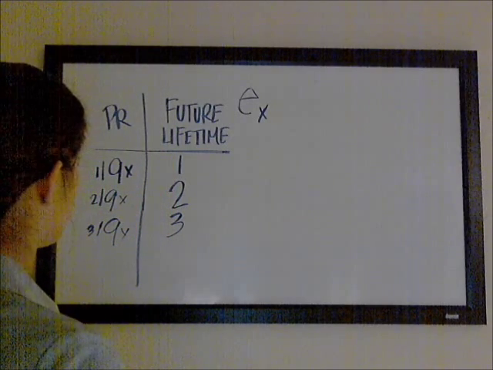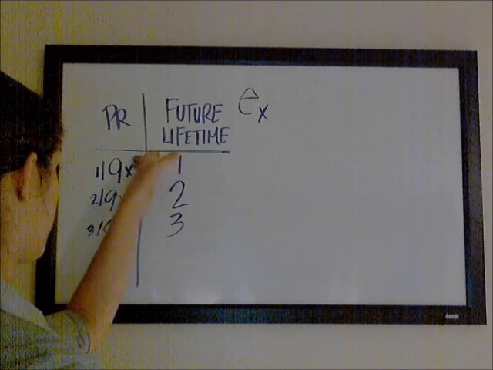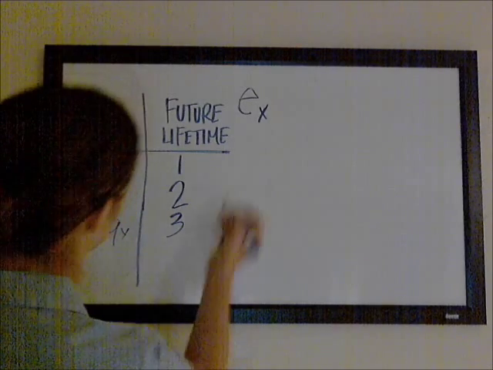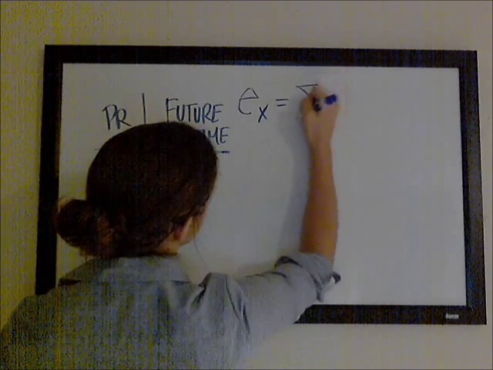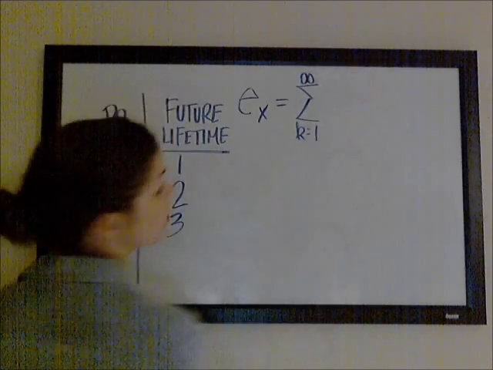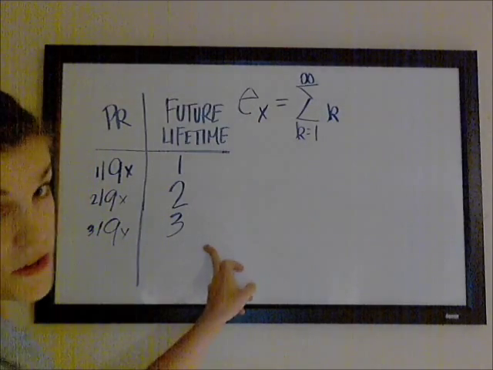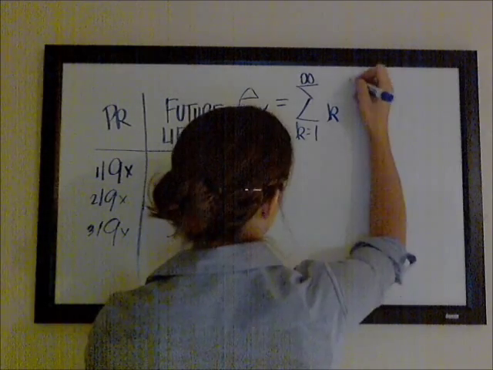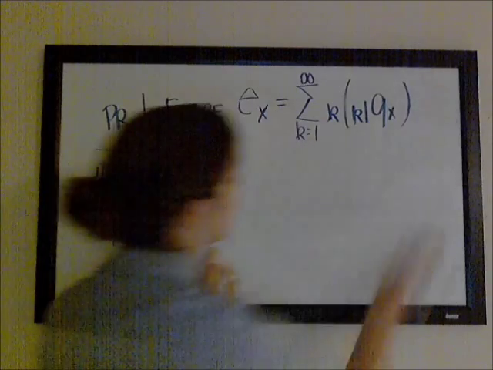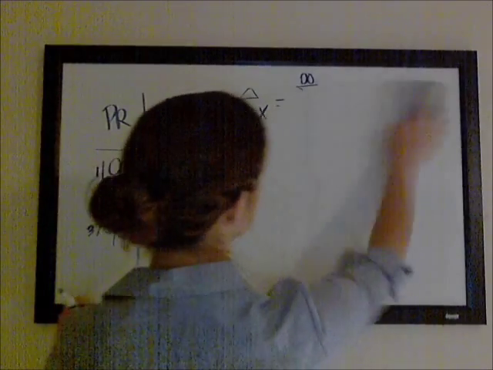So if we're taking the expected value, we're going to multiply 1 by its corresponding probability plus 2 times its corresponding probability plus 3 times its corresponding probability, okay? And we get the sum, k goes from 1 to infinity of k, for each value that the future lifetime can take on, times the probability that you live that many years and then die. Okay, that makes perfect sense.